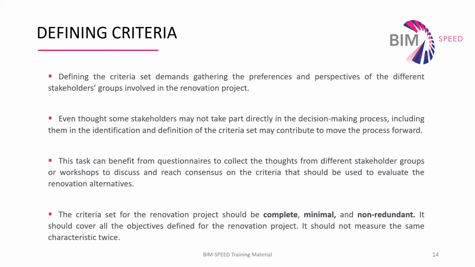A criterion is a scale or measure used to indicate the degree to which a specific objective is achieved by each of the proposed renovation alternatives. While defining the criteria, the preferences and perspectives of the different stakeholder groups involved in the renovation project should be included. Including diverse stakeholder groups in the process encourages them to engage in the renovation, improving the scope of the project and facilitating the fulfillment of regulation requirements. Questionnaires and workshops can help on this task. While defining the criteria, it is important to notice that they should be complete, minimal, and not redundant to facilitate the analysis in the following steps.